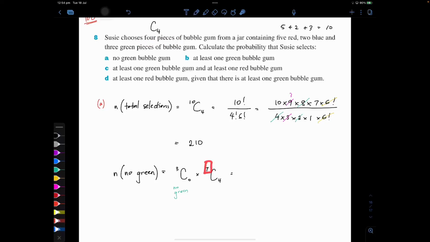So how many are left over? Oh, if you don't choose any of the greens, yeah? Left with 7. Yeah, so you're left with 7. So you want a red or a blue one. Yeah, so that's red or blue. So calculate this. 3 choose 0 is just 1. And John got the answer.